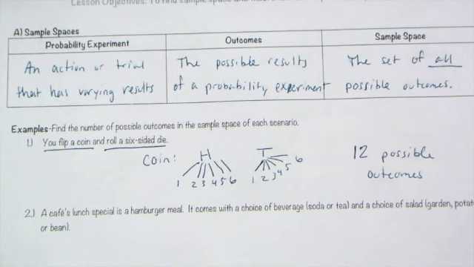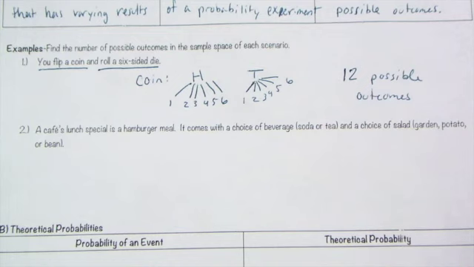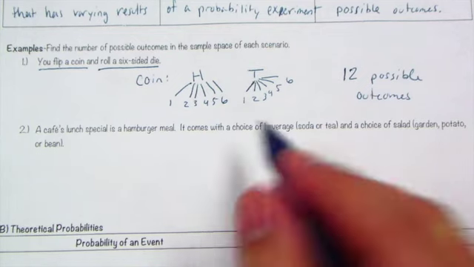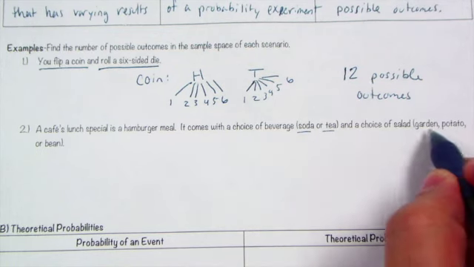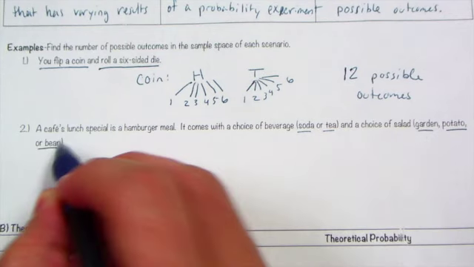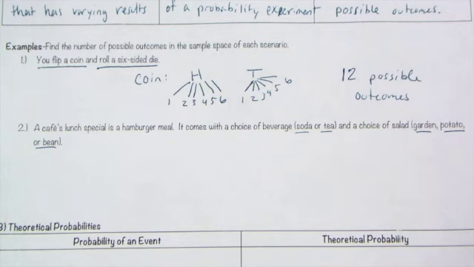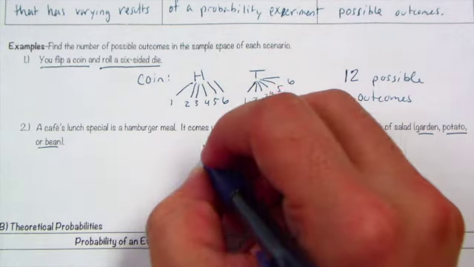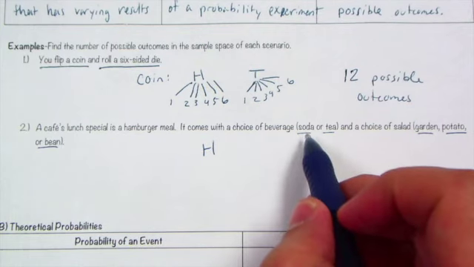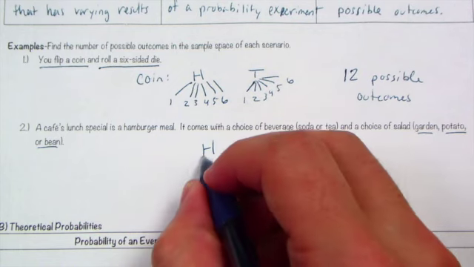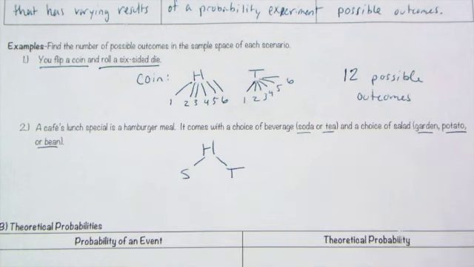Okay. The second one is a cafe's lunch special is a hamburger meal. It comes with a choice of a beverage, soda or tea, and a choice of salad, garden, potato, or bean. So when we do this, the first choice obviously is the hamburger meal. Everybody's going to start at the hamburger meal, so we'll start there. But once you get a hamburger meal, now you have a choice of a beverage, a soda or a tea. So from here, I can do one of two things. I can get a soda or I can get a tea.